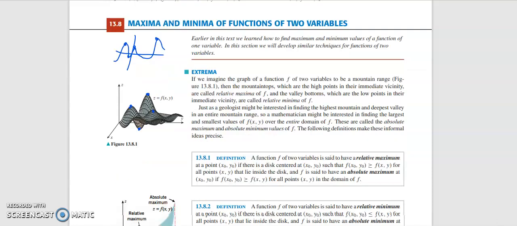So therefore this is the definition of a relative maximum. A function f of two variables is said to have a relative maximum at a point x0 y0 if there is a disk centered at x0 y0 such that f of x0 y0 is greater than or equal to f of xy for all points xy that lie inside the disk. And f is said to have an absolute maximum if f of x0 y0 is greater than or equal to f of xy for all xy in the domain of f.